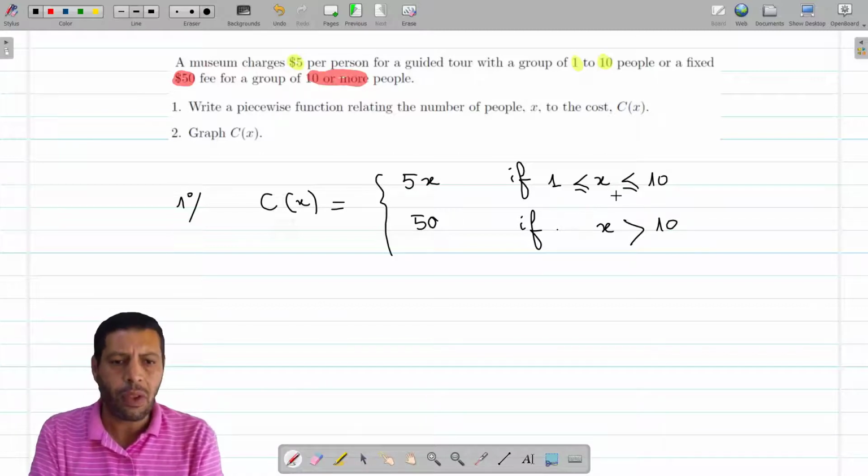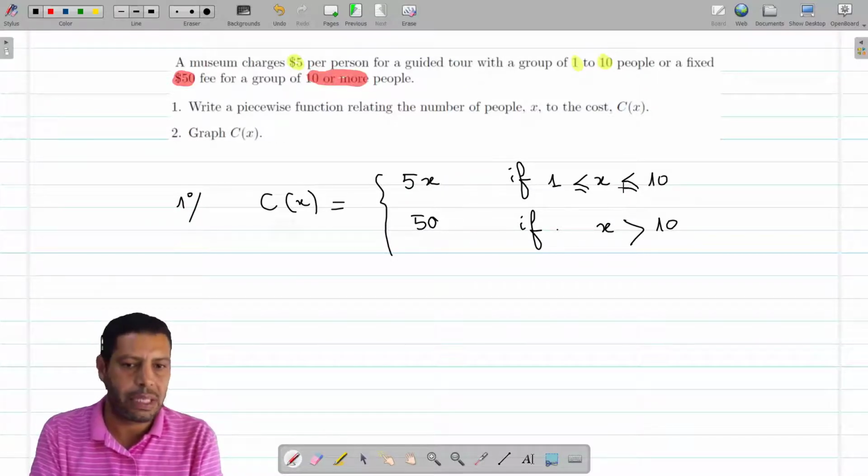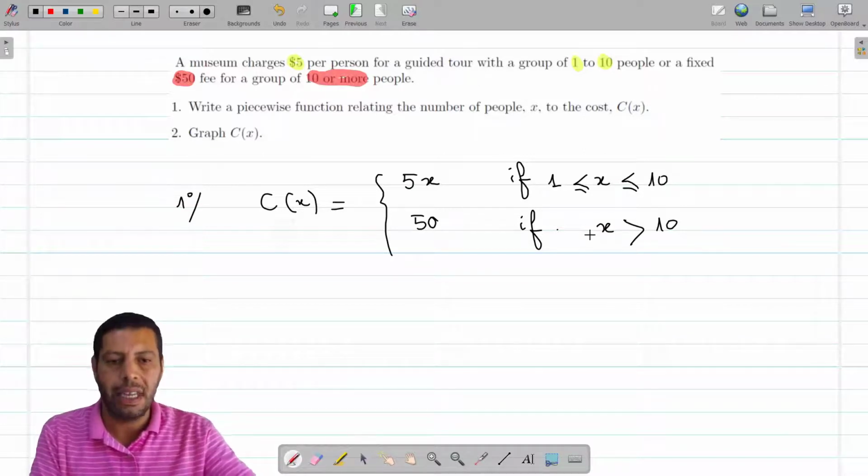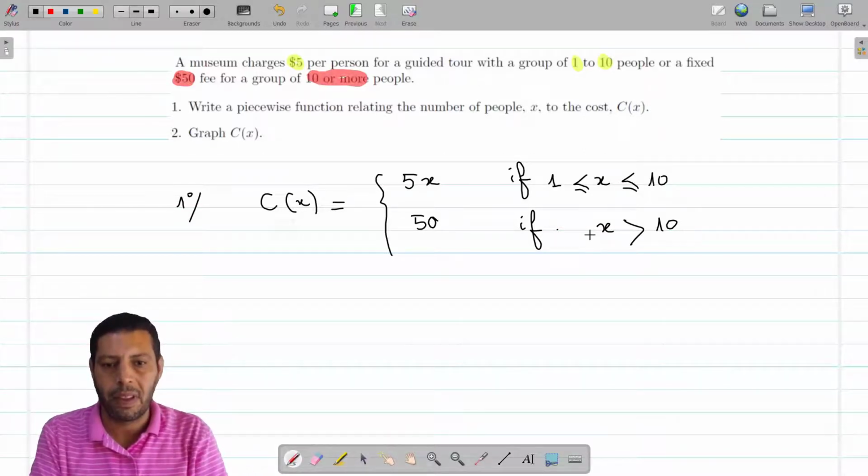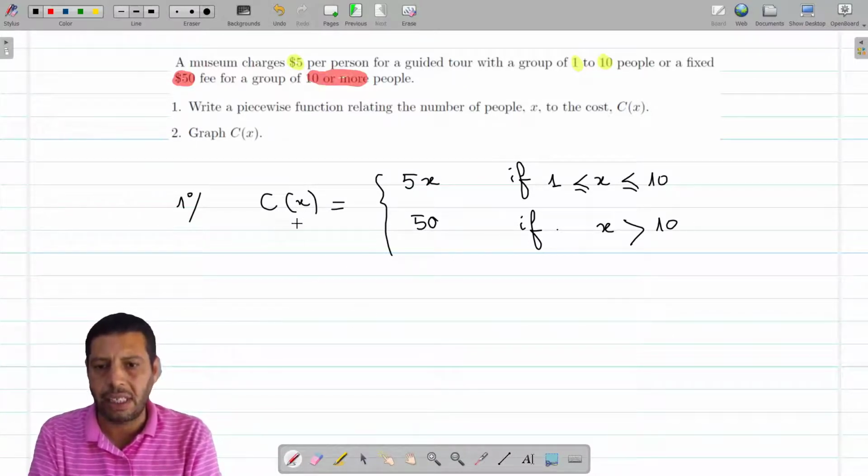Now, what happens at 10? We'll put the equality here or here. In this case, it's the same thing, because at x equals 10, 5 times 10 gives 50, and you can, of course, keep the equality here, put it here, or put both. In this case, there is a continuous point, which is at x equals 10. So this is the function c of x.